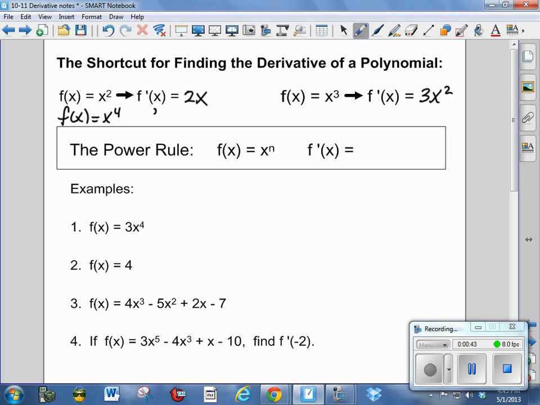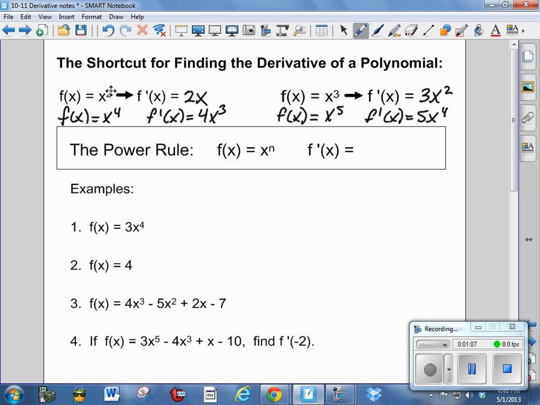Some of you may think, if I follow the pattern, that looks to me like that would be 4x cubed. Others of you may still be scratching your head and not knowing where I got that, but I'll explain in a moment. If f of x was x to the fifth, f prime of x would be 5x to the fourth. You starting to see it now? Look what you might notice here.